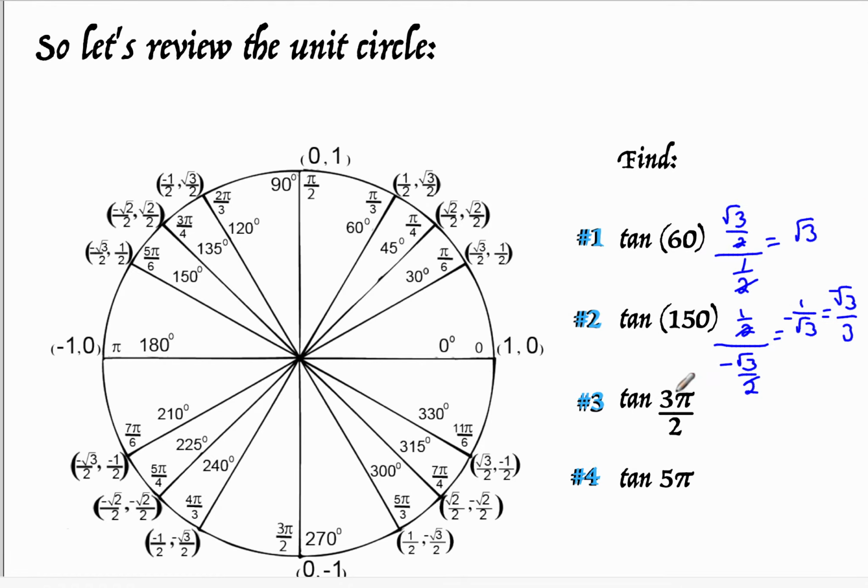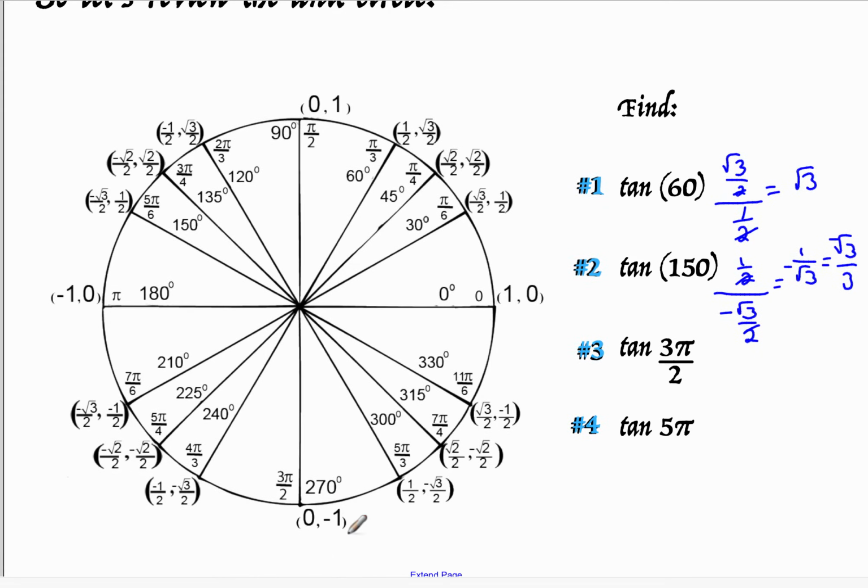All right, so the tangent of 3 pi over 2, well, that's right down here, and that's the tangent of 270, and it's sine over cosine. Wait a second. Yes, tangent is undefined at 270. There is no answer to it because the cosine value is 0, and you can't divide by 0. We're going to show you a picture of that on the next page.